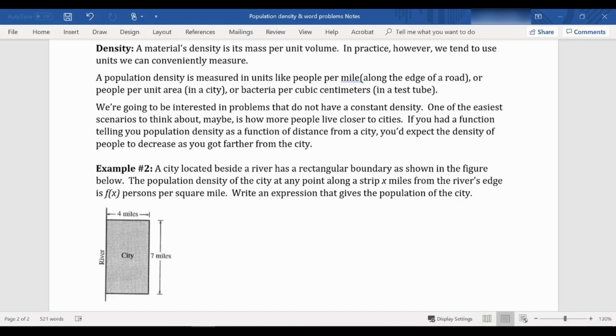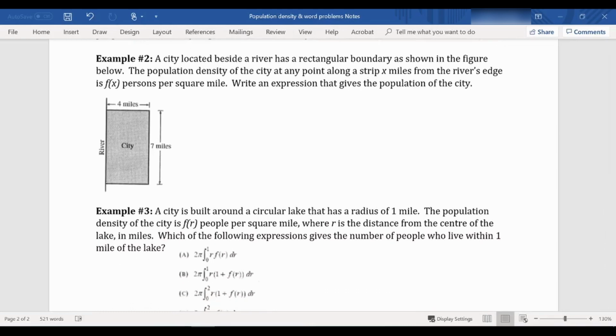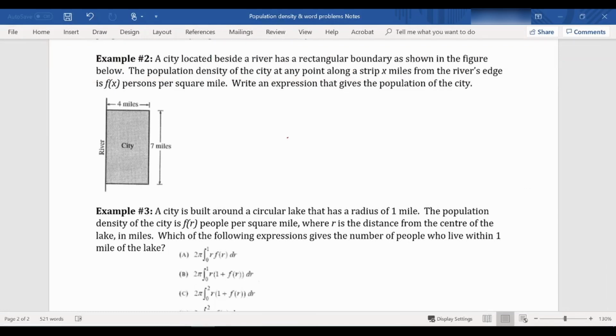So when we're thinking about these, we're going to think about these as still adding up a bunch of rectangles or circles or whatever. And inside each rectangle or circle, you basically have a bunch of people. Okay? So, for example, we've got a city located beside a river, and the city has this rectangular bound as shown. And so, if I wanted to think about the fact that the population density of the city at any point from the river's edge is f of x people per square mile, it's saying at any point x miles from the river's edge.